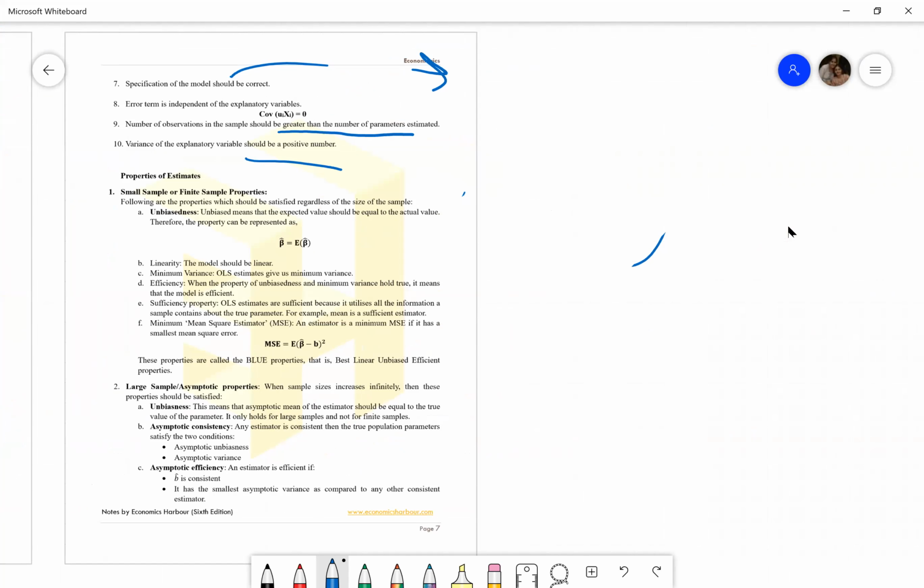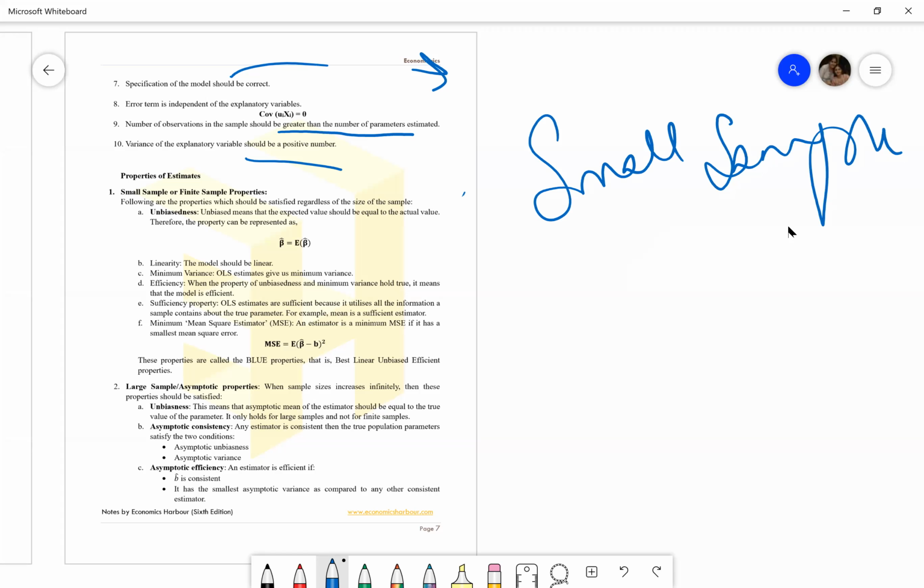So moving on to the properties of estimates. Estimates, or your statistics, or your coefficients, which we are doing. First is in case of small sample, when you have a small sample or finite sample properties. So what are the properties which should be there? First is your unbiasedness.